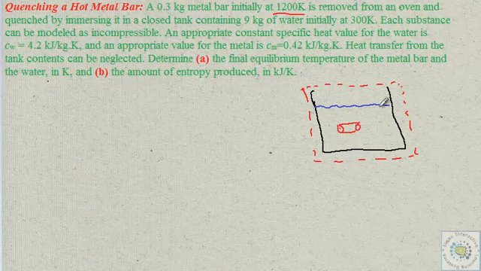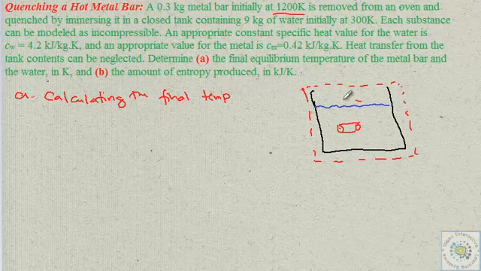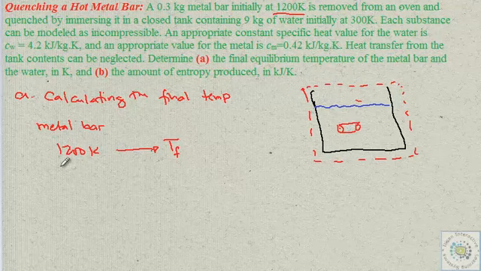That's the idea. First, let's answer the question: calculating the final temperature, or the equilibrium temperature. Your metal bar will cool down from 1200 Kelvin to what temperature? That's what we're looking for, T final, the equilibrium temperature. How about your water? From 300 Kelvin, it will heat up because it will absorb part of the heat. To what temperature? There will be an equilibrium, so it will be T final also.